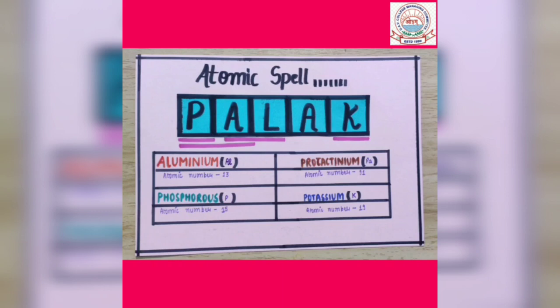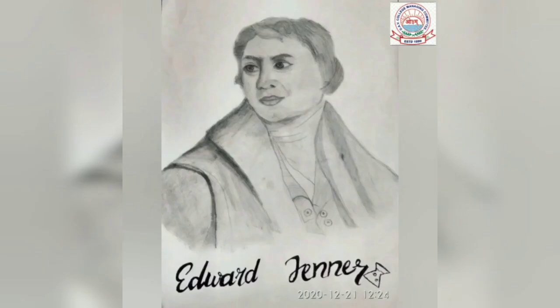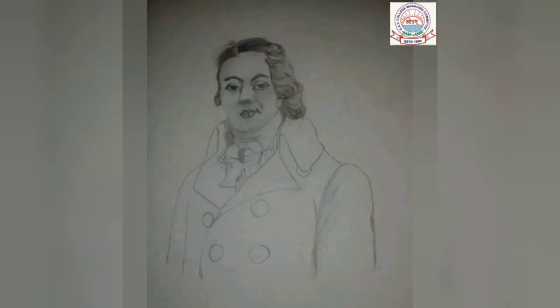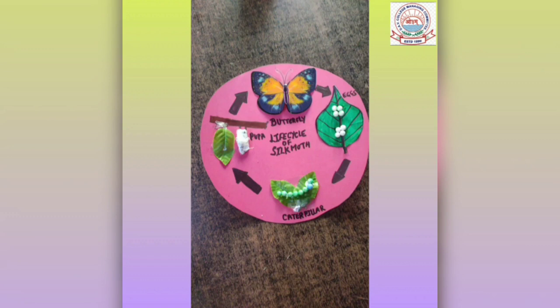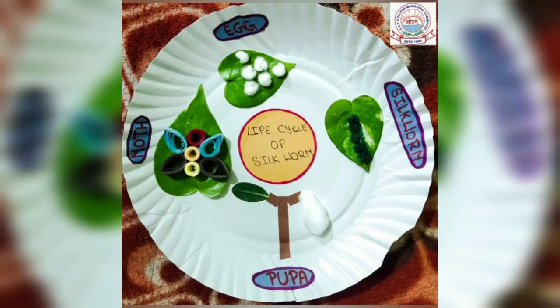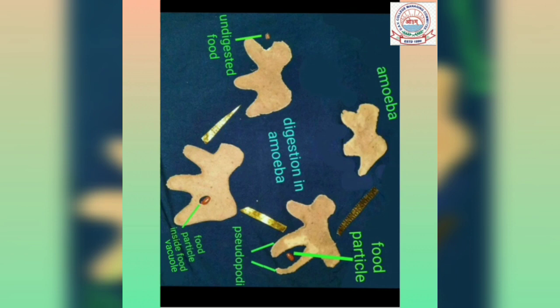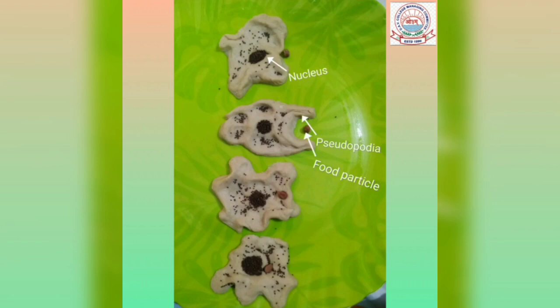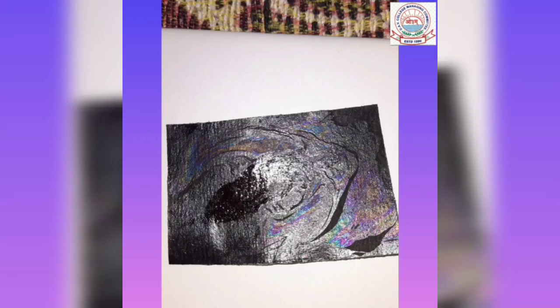Did you ever wonder that your name consists of so many elements? Here is an example. Don't the sketch of Edward Jenner look stunning? Here is a beautiful depiction of the life cycle of a silk moth using waste material. Science is everywhere around you. Even in your kitchen, you can see the use of dough to depict nutrition in amoeba.